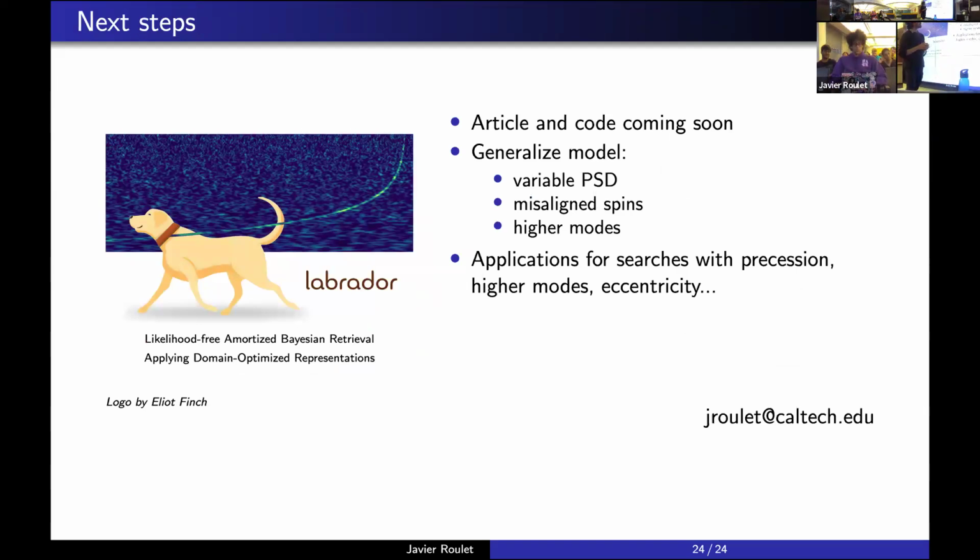So we have an article and code implementing all this coming soon. If you're interested, stay tuned. We are still in an almost basic phase where we still have to include other effects such as the power spectral density of the detector noise, effects like misaligned spins and higher modes. But in the future, this method is promising for applications for searches including these extra effects. So with that, thank you very much.